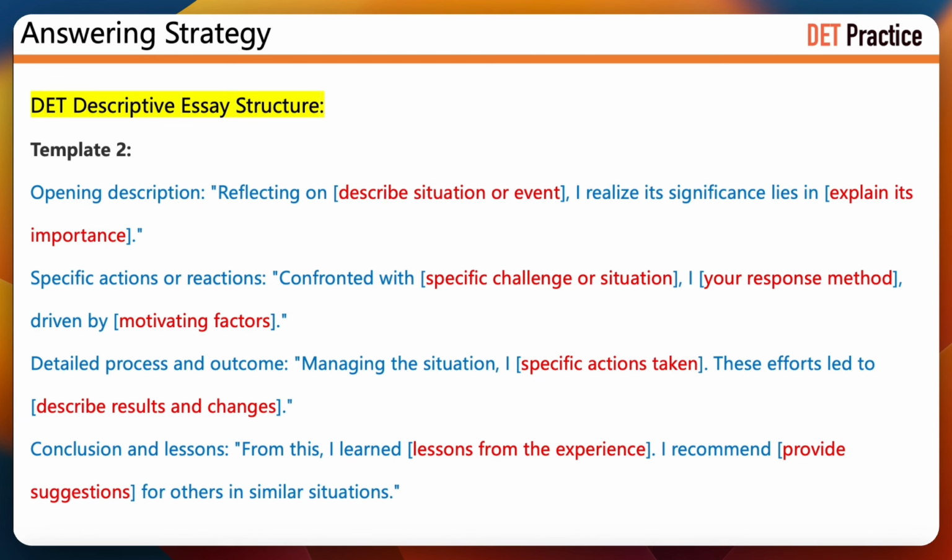Detailed process and outcome. Start with "Managing the situation, [specific actions taken]." Then, follow up with "These efforts led to [describe results and changes]." This approach focuses on the actions you took and their direct consequences.